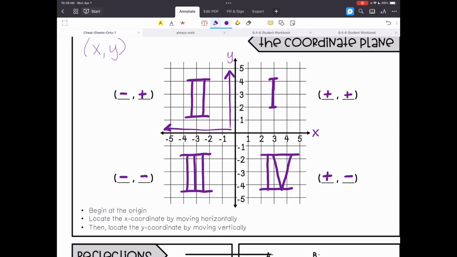And so we always begin at the origin. Put a dot right there and draw an arrow that says origin. The origin is where we always start from, and then we locate the x coordinate by moving horizontally. So we either go to the left or right, depending on the sign, whether it's positive or negative. And then the y coordinate is going up or down.